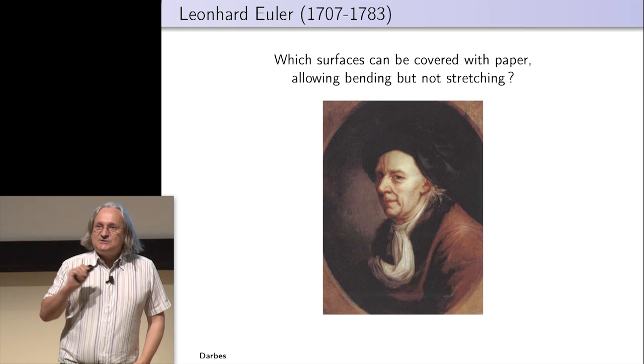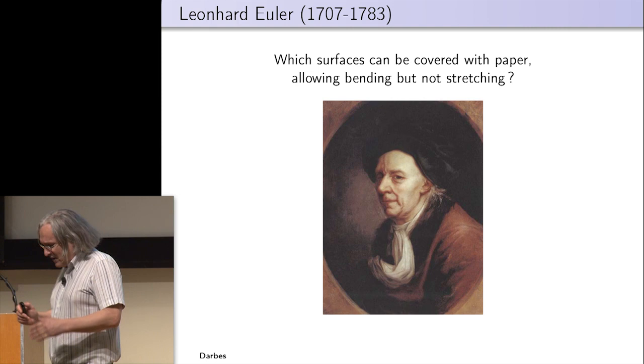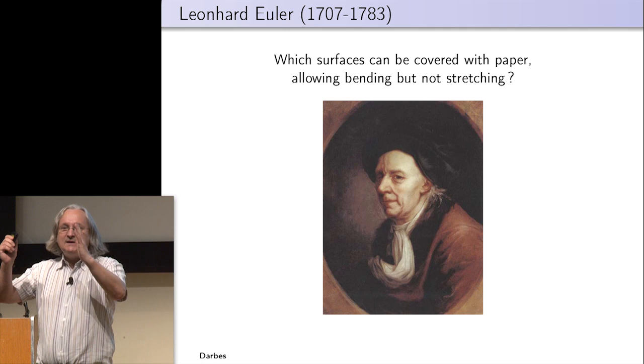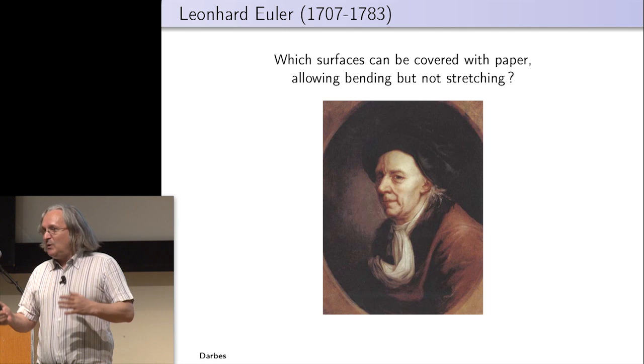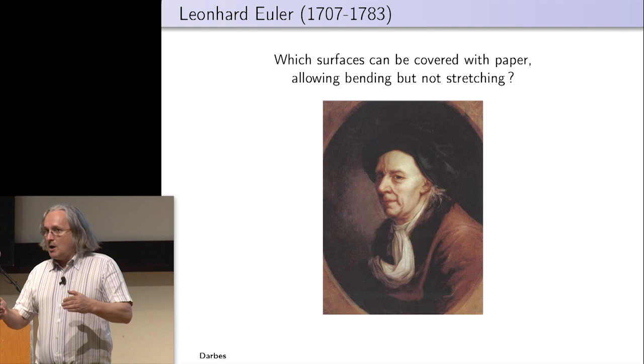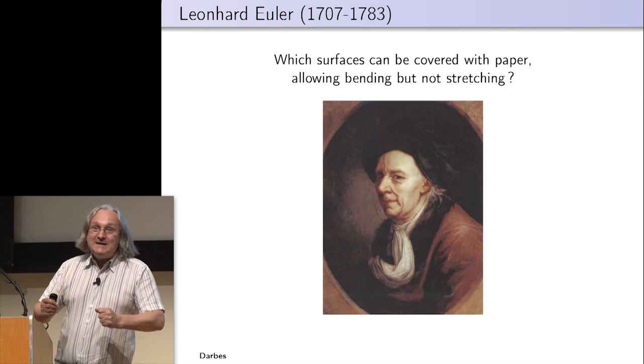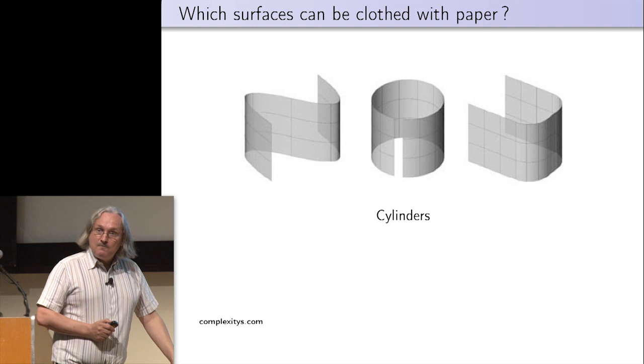So if you think a little bit, if you have a sheet of paper, it is obvious that you can post it on some cylindrical pillar without any stretching. You can also post it on a conical object without stretching. And the question of Euler was, are there more surfaces on which you can deposit a sheet of paper without creating any wrinkle? So cylinders are OK. Cones are OK.